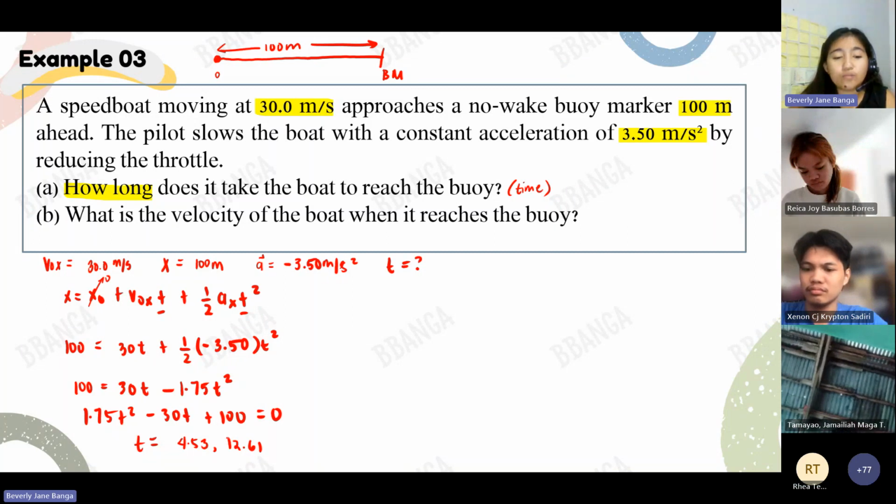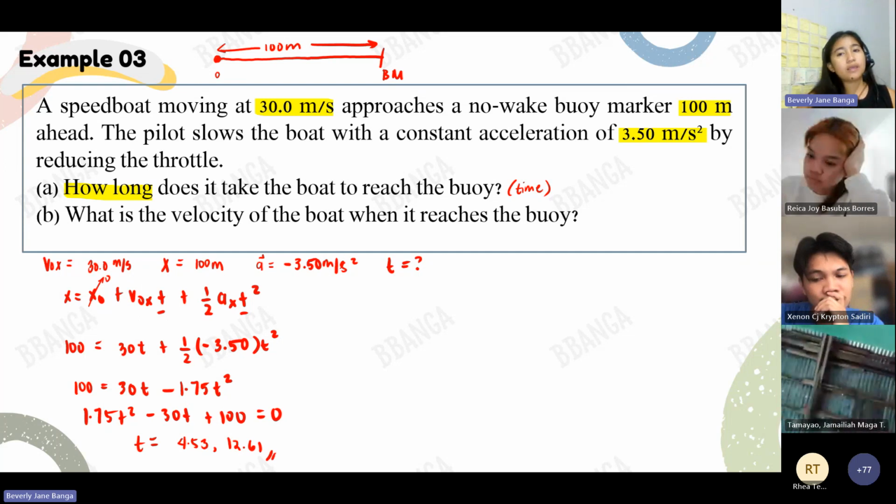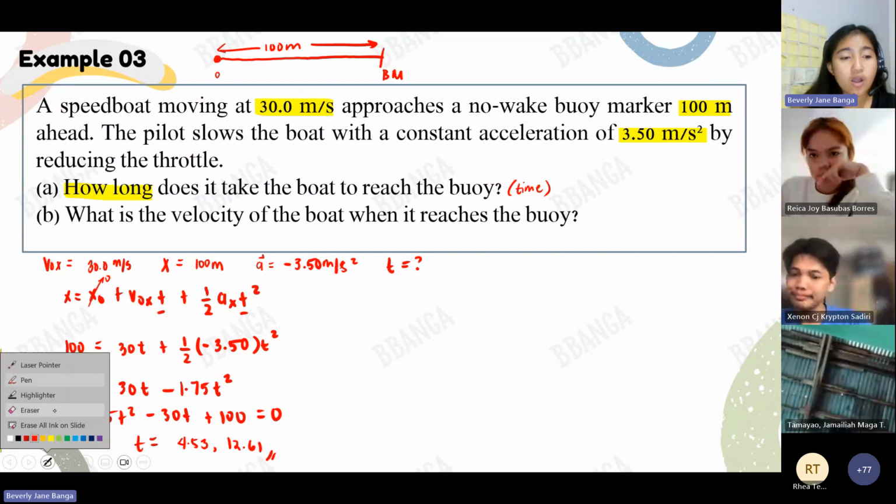Di ba kapag ganito, mabilis kasing pumili kasi yung isa ay negative value na. Pero paano pag parehas na positive? Alin yung i-consider natin na time? Pwede natin siyang ma-deduce by answering the next question, yung what is the velocity of the boat when it reaches the buoy? So for now, stay put tayo sa dalawang values ng time na 4.53 at 12.61. Makikita natin siya dito sa velocity mamaya kung alin yung mas karapat dapat na gamitin na oras.